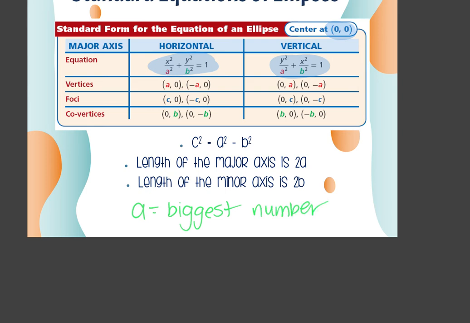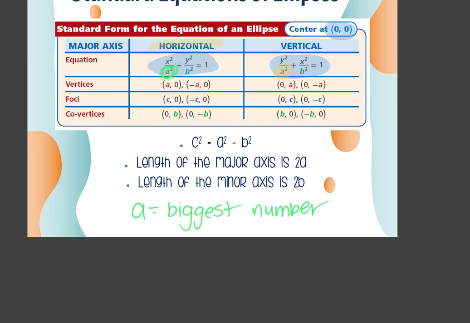So if the a is under the x, that means we make the x longer, which means it's horizontal. If the a is under the y, it means we make the vertical longer because we go up and down the a. So in this case, a is underneath the x, which is why this is horizontal. And in this case, the a is under the y, which is why it's vertical. Again, that order can be completely switched. It could say y squared over b squared plus x squared over a squared equals 1. It's still horizontal.